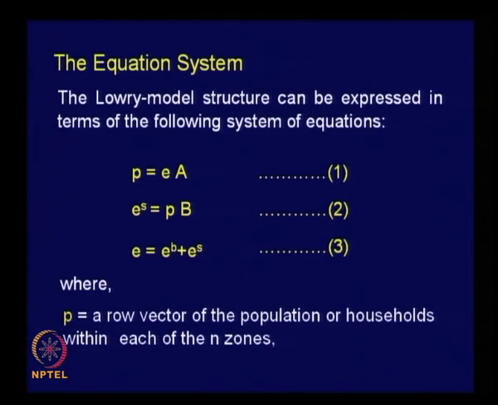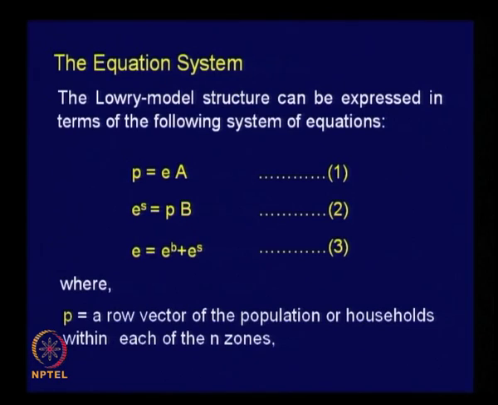A is an n by n accessibility matrix giving information about the probability of an employee living in J but working in I, right, and B is also an n by n matrix giving probabilities of service type R being used by people living in J, whereas service type R is located in I, right.